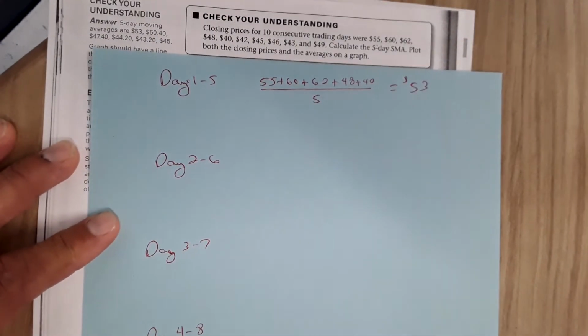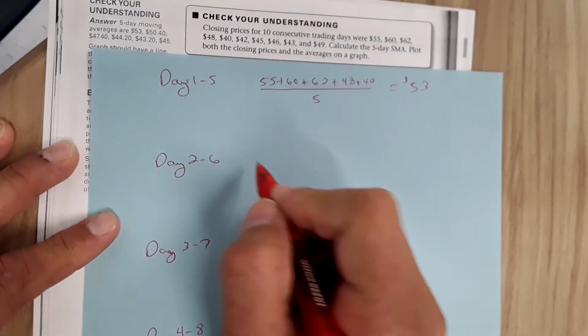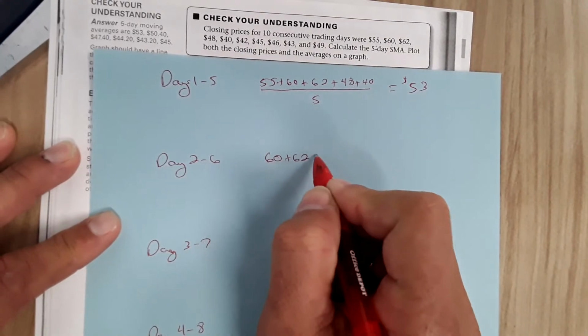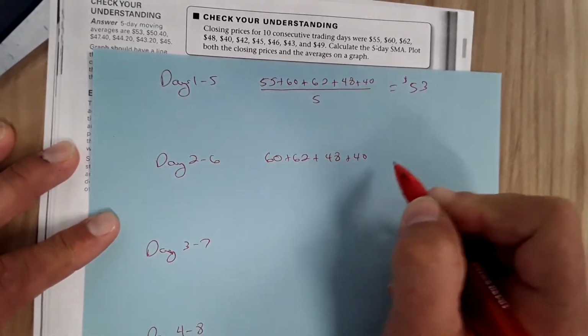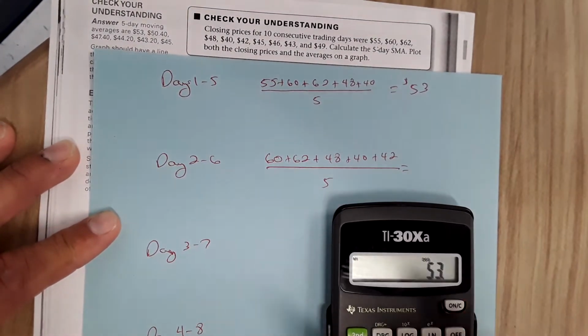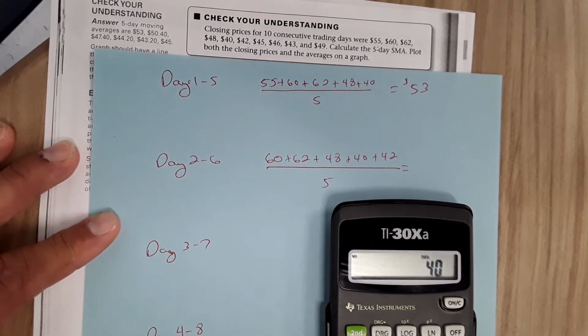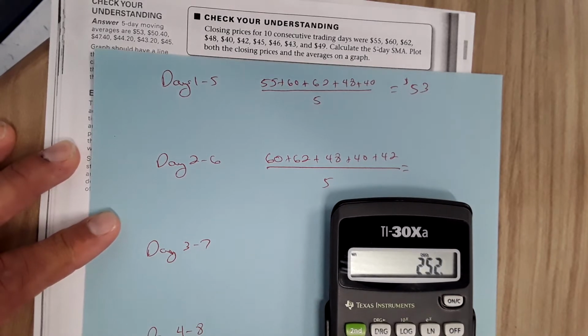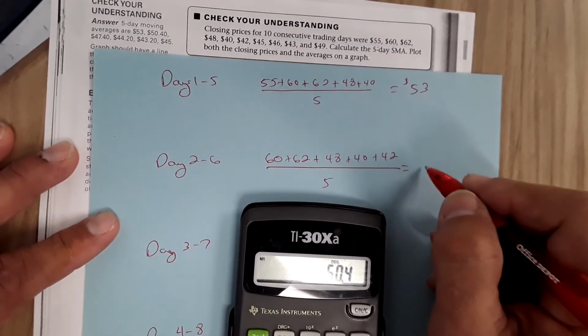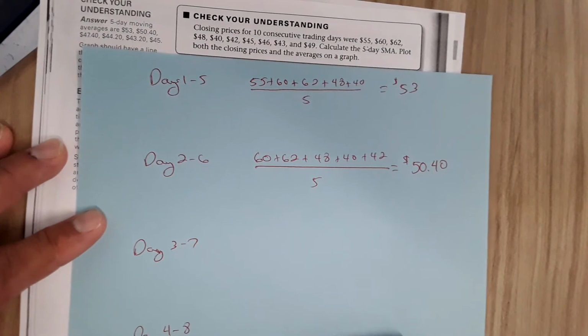Days 2 through 6 would be day 2, day 3, 4, 5, and 6. So that would be 60, 62, 48, 40, and 42. Add them up, divide by 5, that would give me the 5-day average. 60, 62, 48, 40, 42 adds up to 252, divided by 5 gives me 50.4, which, since we're talking dollars and cents, would be $50.40. That would be the moving average.